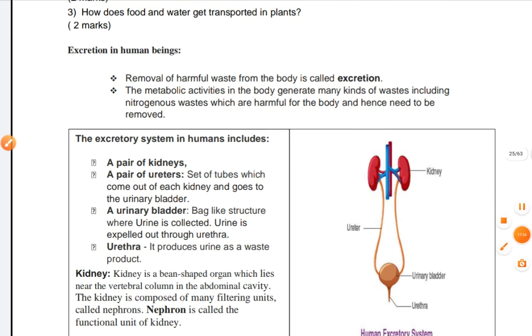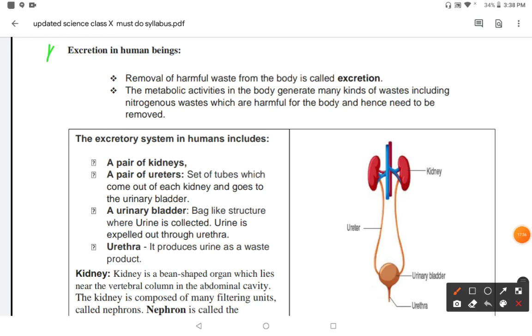Now the next process is excretion in human beings. Excretion means to remove the harmful waste from the body. That is called excretion. Metabolic activities in the body generate many kinds of waste, like nitrogenous waste, which is harmful for the body, hence it needs to be removed.